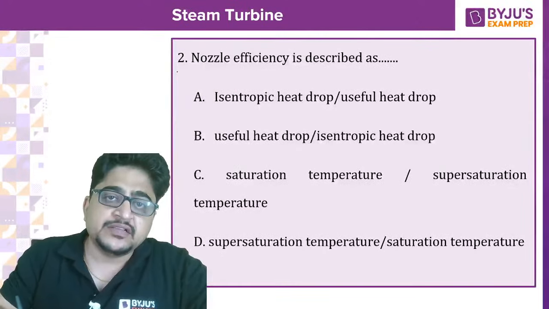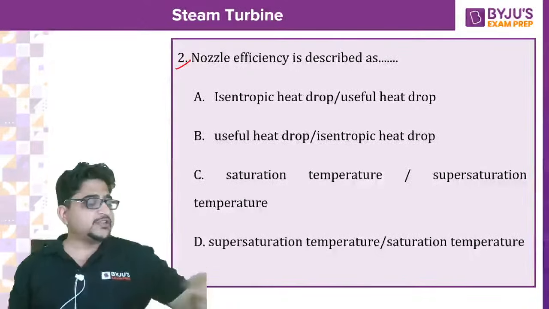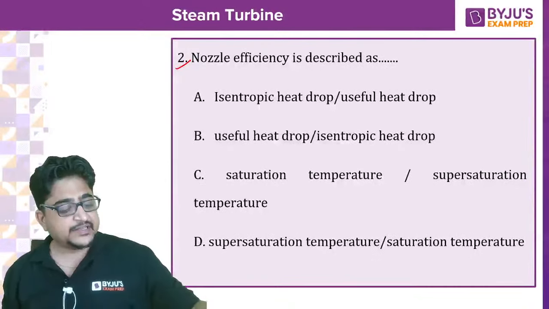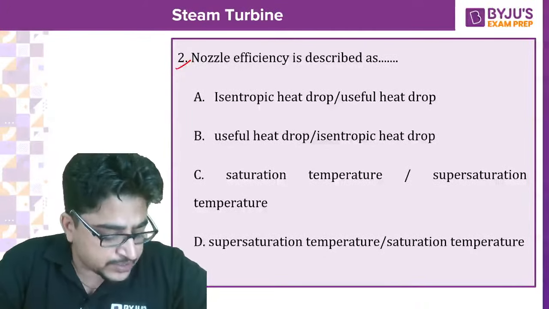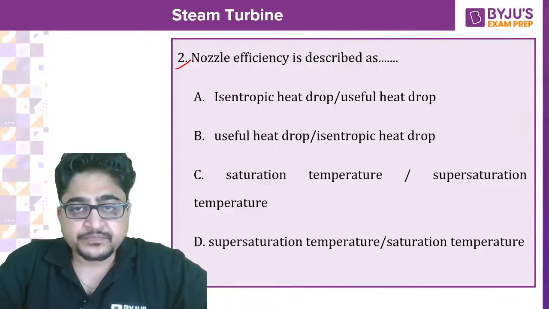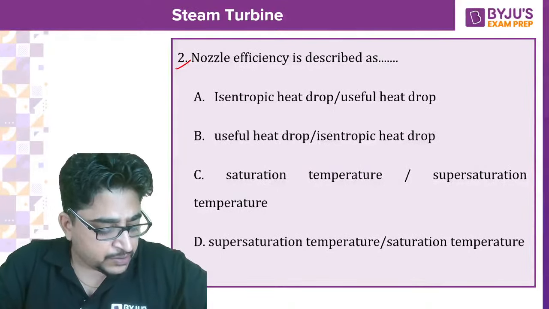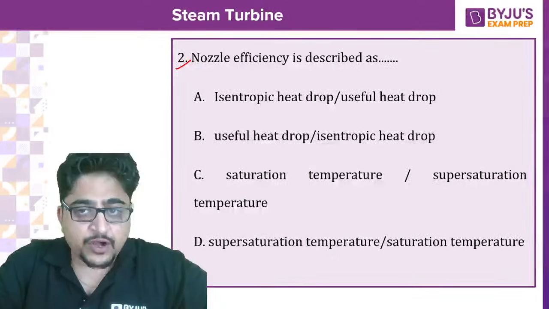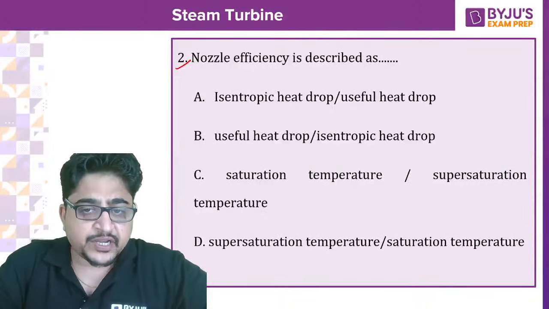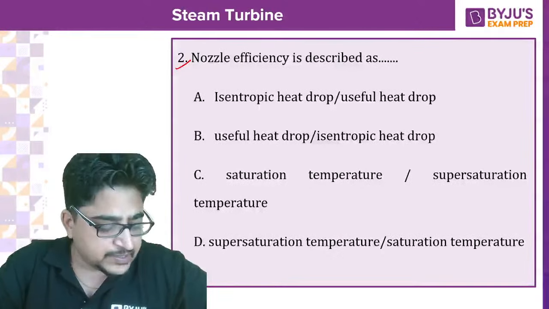Now tell me the answer for question number 2. Have you studied nozzles? If you have not studied, in the next series I will be starting the steam turbine series and nozzle series. So what is the nozzle efficiency described as? Useful heat drop by isentropic heat drop, or saturation temperature by supersaturation temperature? Can any one of you give me the answer?